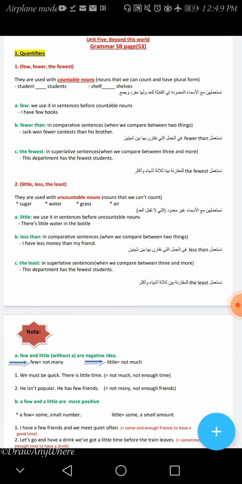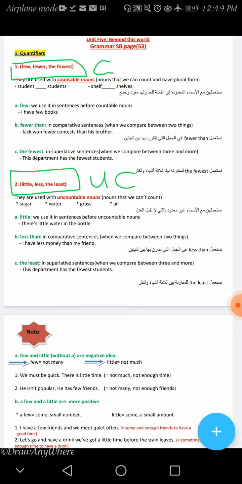As we talked about in the last video, we have many quantifiers, but in unit 5 we are going to talk about few, little, and a little. As you see here, I divided few, fewer, the fewest, and little, less, the least into two groups. This is the first group and this is the second group. The first group is with countable nouns and the second group is with uncountable nouns.